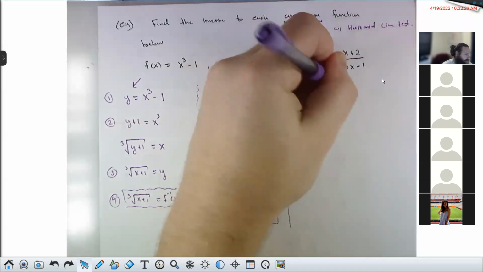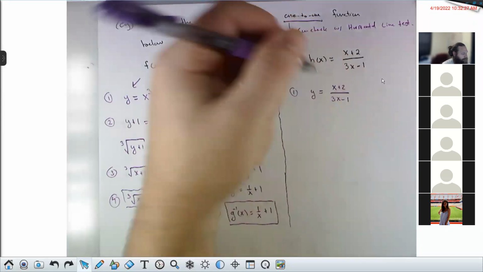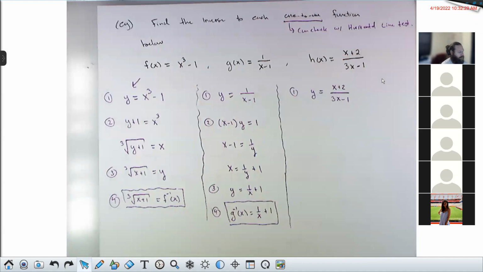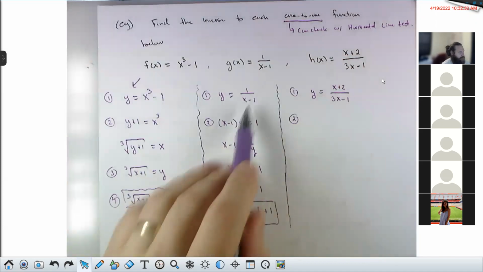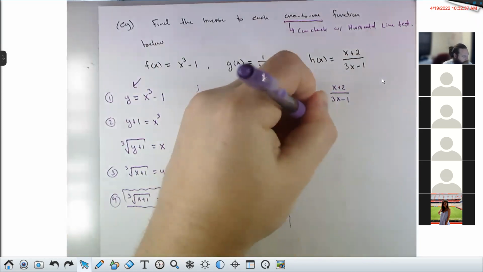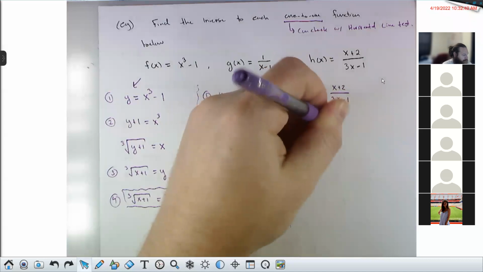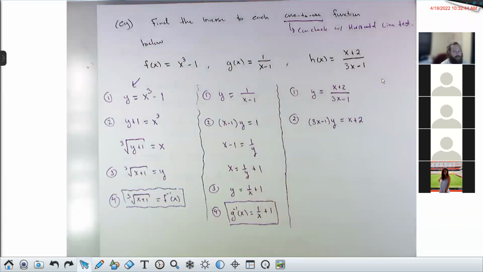So I'll write y equals (x plus 2) over (3x minus 1). Now I want to try to solve for x. And the idea is the same as this guy. We want to get rid of this denominator. So I'll multiply both sides by 3x minus 1. That'll give me (3x minus 1) times y equals x plus 2.